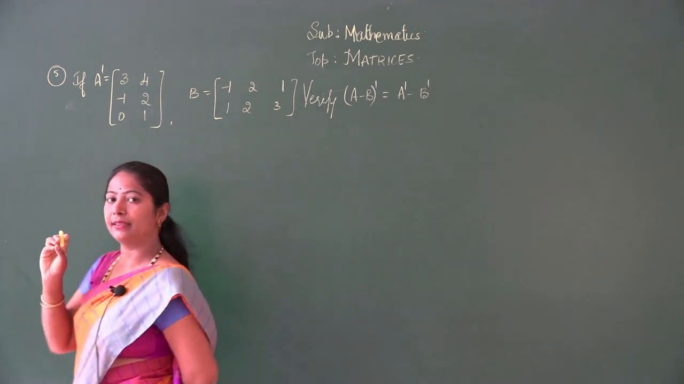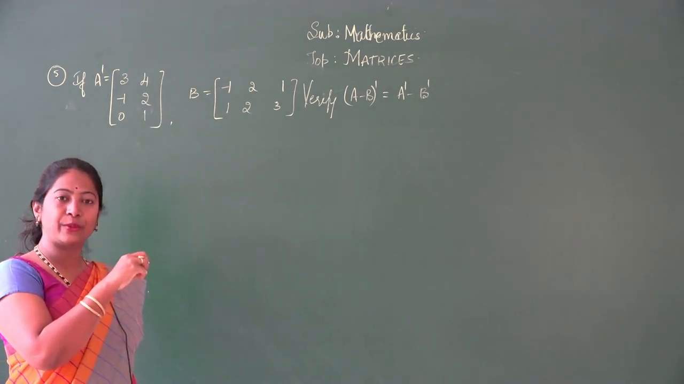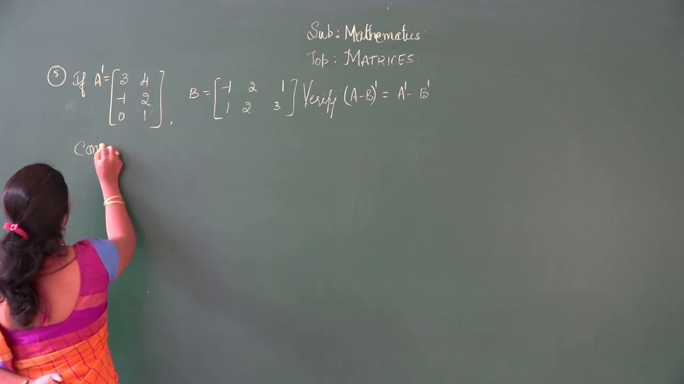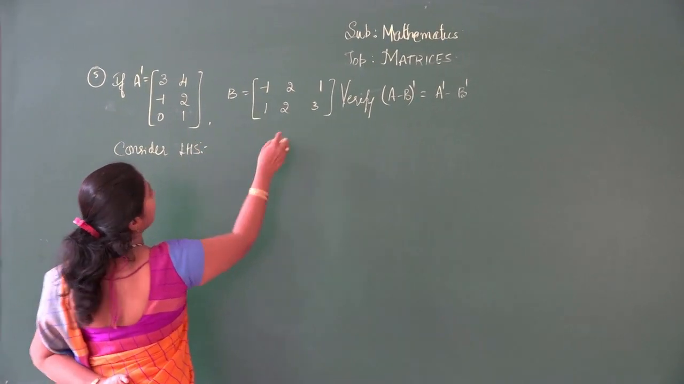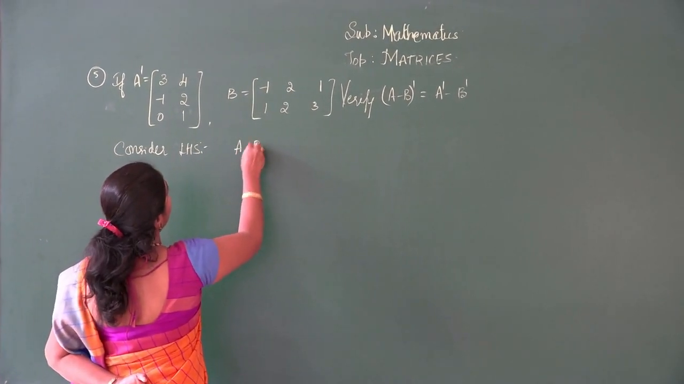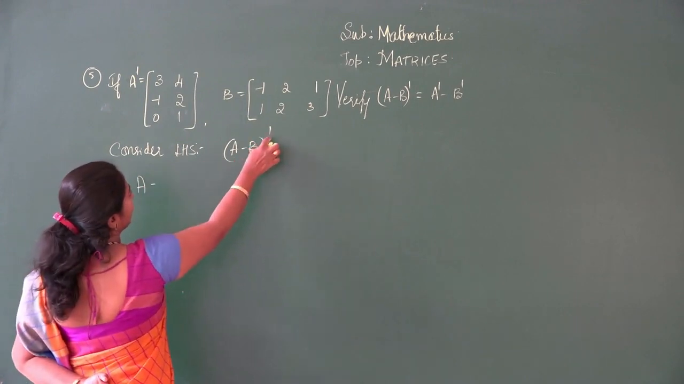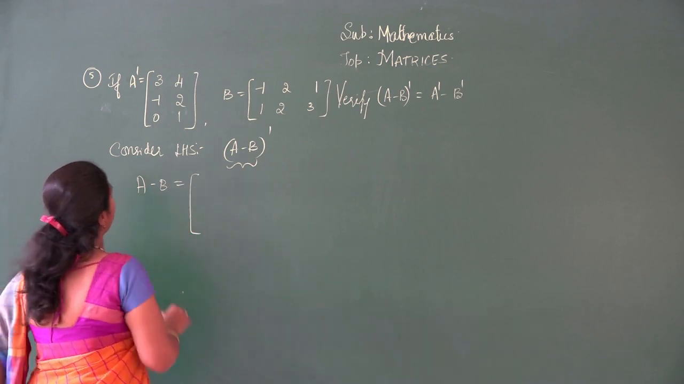We will consider LHS. We are going to prove the answer for LHS and call that equation number 1. Consider LHS. What is LHS? We are supposed to find (A minus B) dash. Before we find (A minus B) dash, we shall find A minus B. What is A minus B?